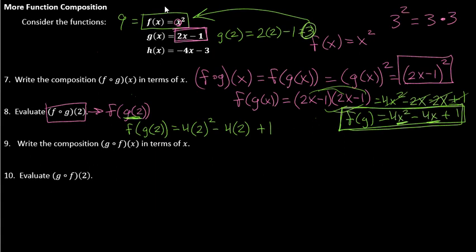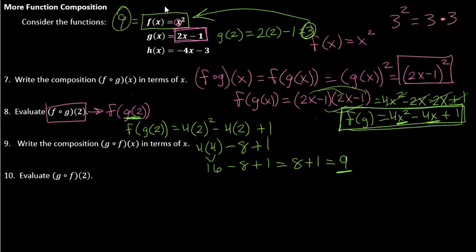Okay, order of operations says we're going to do the exponents first. So that's going to give me 4 times 2 squared, which is 4, and then minus 4 times 2, which is 8, plus 1. Multiplication is going to come first. 16 minus 8 plus 1. And that's going to give me, so 16 minus 8 gives me 8, plus 1 gives me 9. I got the same thing I got over here.